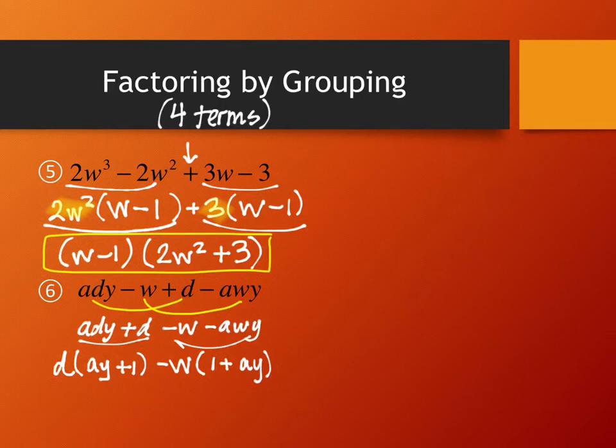Now, while they're not written in the same order, these are the same thing, right? AY plus 1 and 1 plus AY are the same. So we have factored correctly so far in factoring by grouping because we did, in fact, get the same binomial in the parentheses. And since they match, we can factor that out in front. So AY plus 1. And I'm left with the D and the negative W. So D minus W. And if you didn't want to write AY plus 1, you can write 1 plus AY. That doesn't matter. You can do that too.